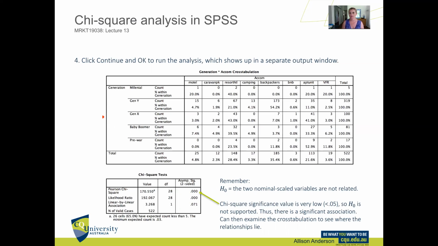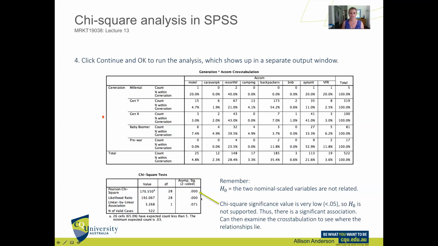However, Gen Y, I had 319 Gen Ys in my analysis, and you can see that within the generation, I'm just automatically picking out patterns here, 54% of the Gen Ys who we interviewed in Cairns were staying in backpackers. And 43% of Gen X were staying in a resort hotel, which probably reflects life stage. So you can see there's probably some patterns there, okay?